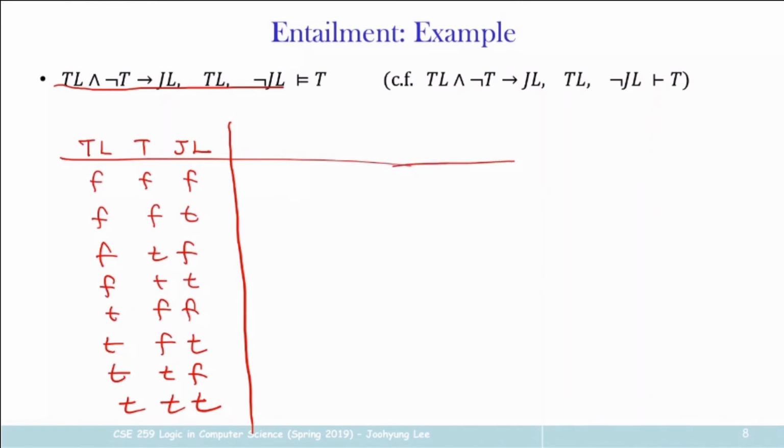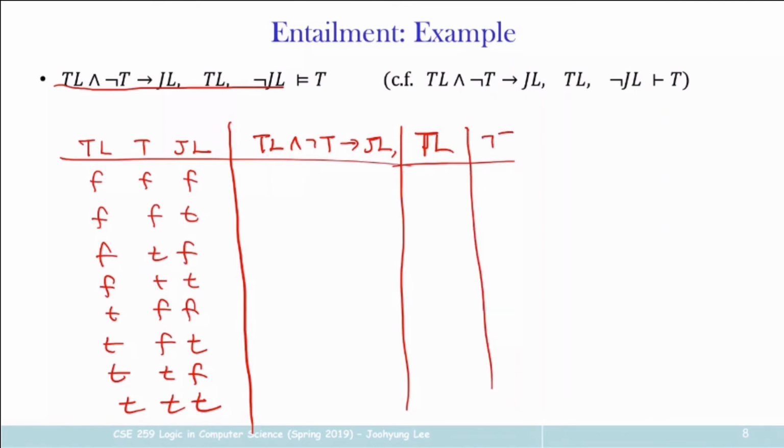Okay, so we have to find an interpretation that makes this formula true, as well as this formula true, as well as this formula true. So I can draw all these things, but let's try to use some shortcut. When is the case that TL is true? TL is true only for the last four interpretations, right? So this is true, true, true, true. So we can only look at this guy, right? And when is the case that JL is true?